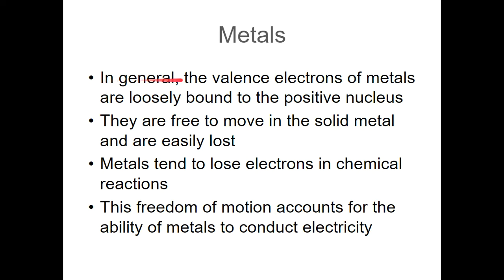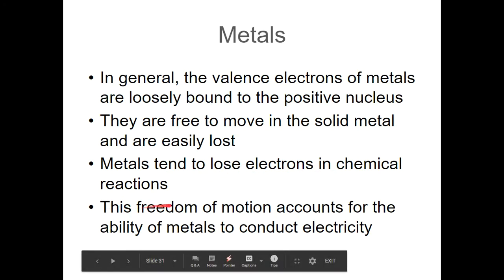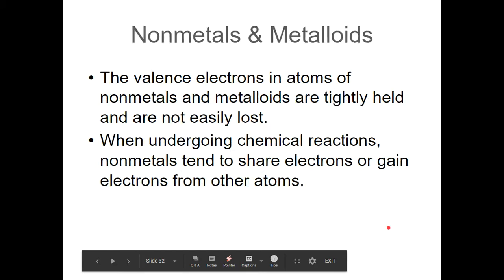In metals in general, the valence electrons are loosely bound to the positive nucleus. Remember the nucleus is positively charged, and those valence electrons, the ones on the outside, are very loosely attached. They're free to move in solid metal and are easily lost. This is how electricity flows, the flow of these electrons. Metals tend to lose electrons in chemical reactions, and this freedom of motion accounts for the ability of metals to conduct electricity. I guess I already said that.